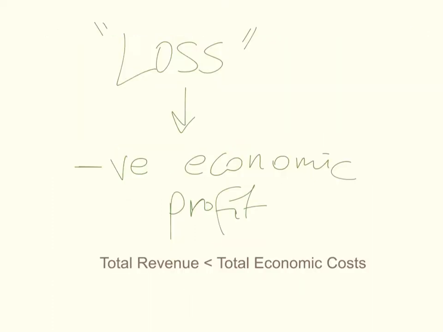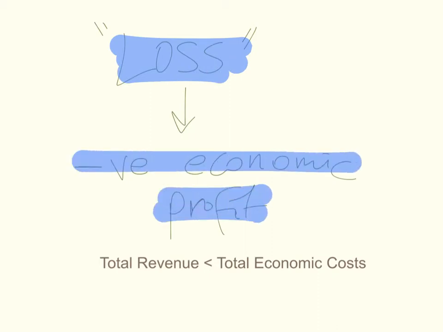When a firm is making a loss, in that case, we say that the firm is earning a negative economic profit. This happens when total revenue is less than the total economic costs. So the total revenue earned from selling the product that the firm is producing is not enough to cover both the implicit and the explicit costs. Here we say the firm is making a loss or it is earning a negative economic profit.